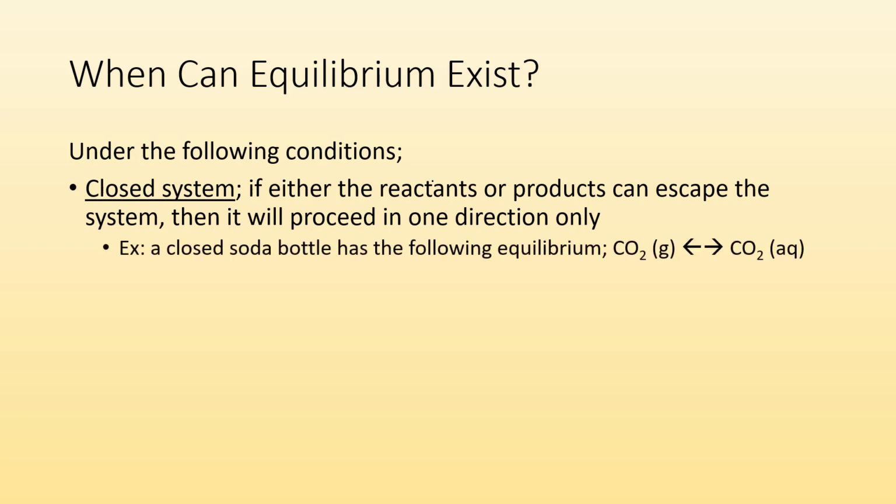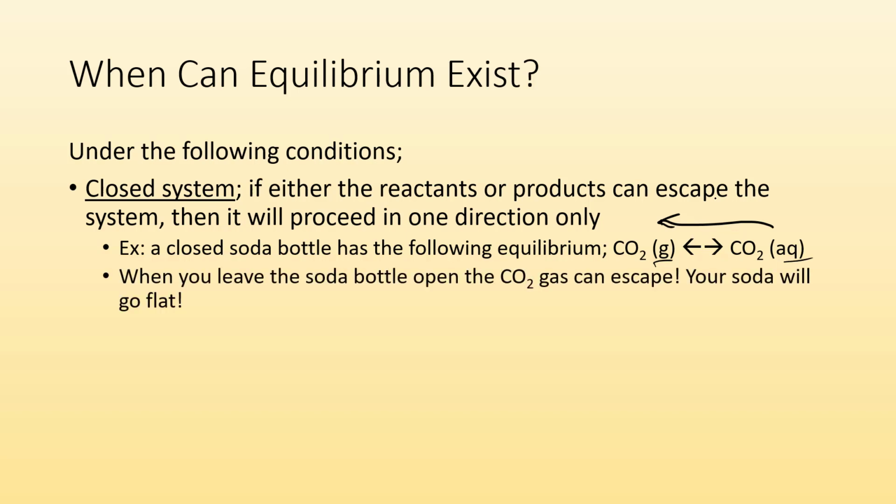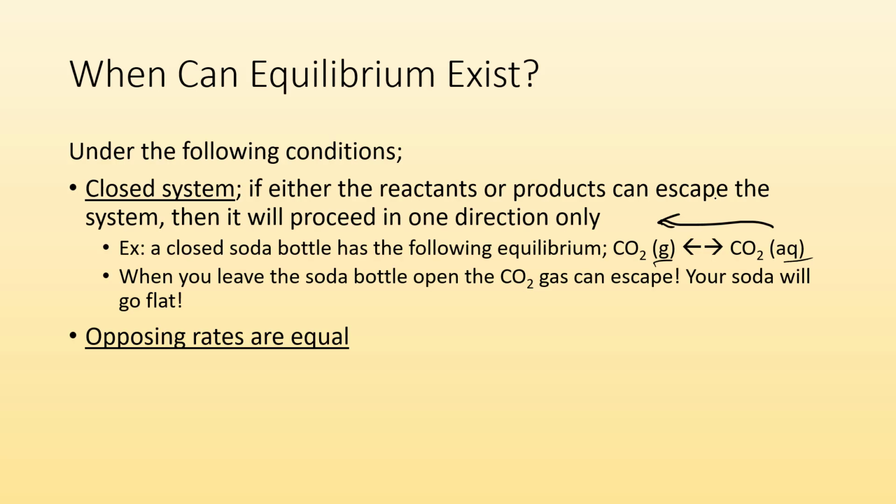So an example would be like a soda bottle that has the following equilibrium. You got CO2 gas making an equilibrium with it being dissolved. So when you close that bottle, it reaches equilibrium. As soon as you open it up, you hear that psst, and some of the gas can escape. You can no longer have an equilibrium. All of that dissolved CO2 is going to escape as a gas once you open it up. The other condition is that the opposing rates have to be equal. So as quickly as you're making product, you have to be making your reactant. And those are the two things.